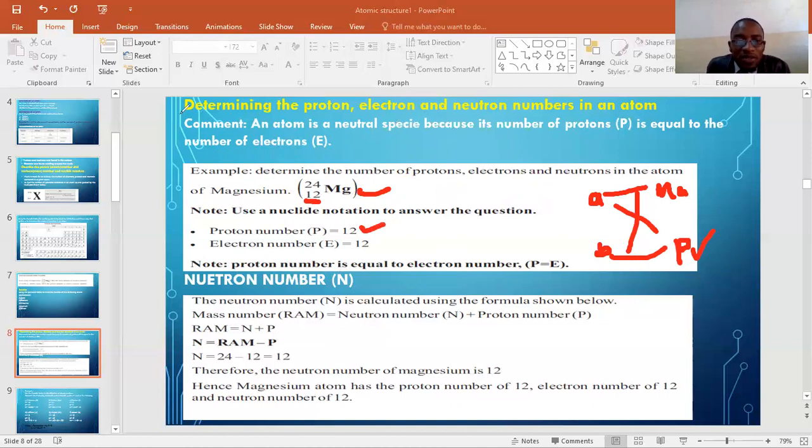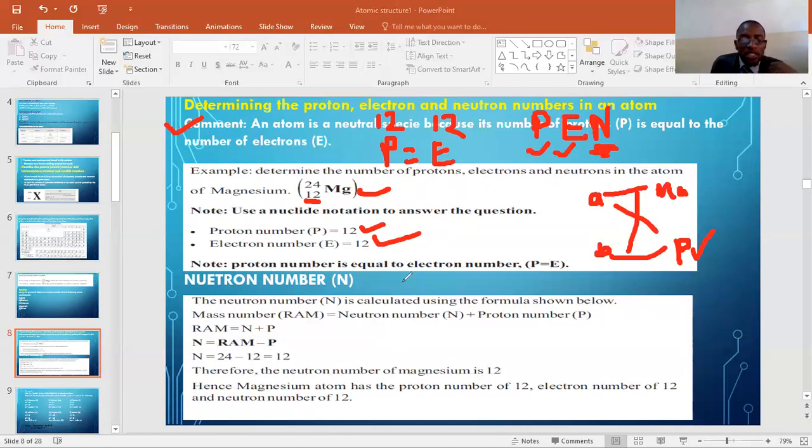Then you go back to the statement which is highlighted here, where they say the P is equal to the E. So if my proton number is 12, what do you think my electron number will be? My electron number will also be 12, and that is where the 12 is coming from. So from the P, E, N, what is missing is just the neutron. We have found the P, we have found the E. Our interest is now finding the neutron number.